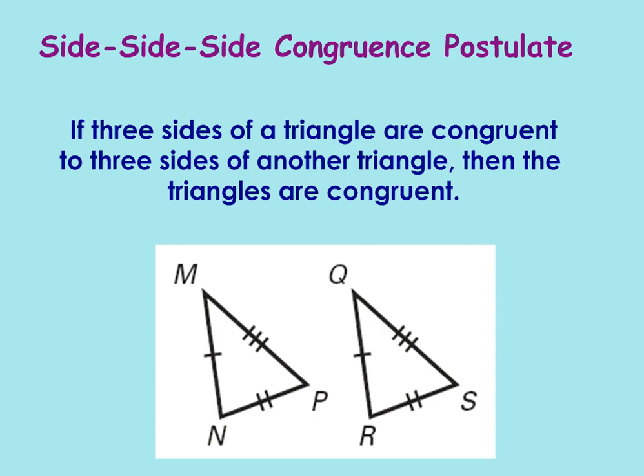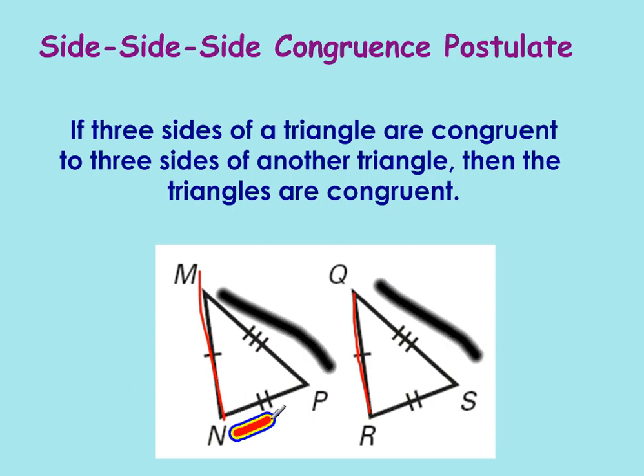And the side-side-side congruence postulate says, if there are 3 sides of a triangle that are congruent to 3 sides of another triangle, then the triangles themselves are congruent. So here, looking at our diagram, we have an M congruent to RQ by 1 tick mark. We have MP congruent to QS by 3 tick marks. And we also have NP congruent to RS by 2 tick marks. So since we have 3 pairs of corresponding sides, then we can say that the triangles are congruent.